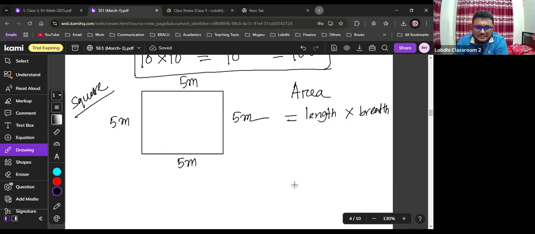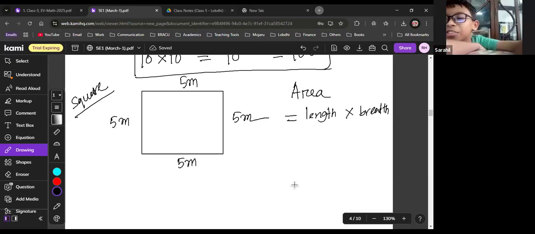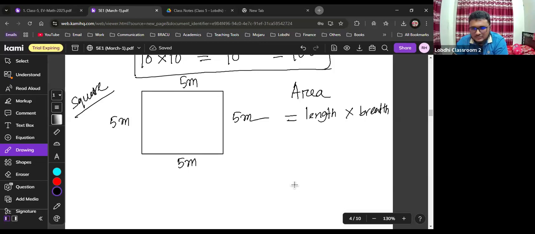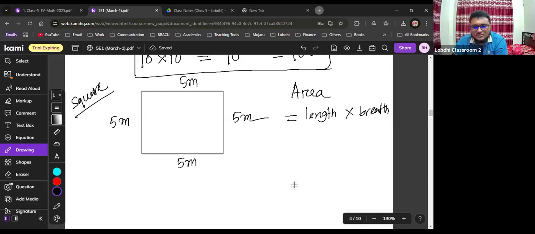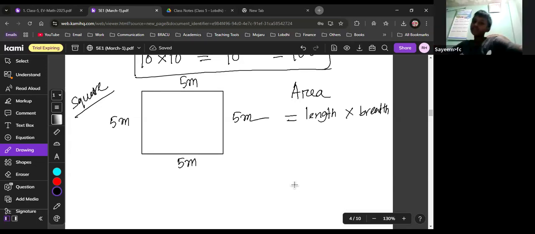So if I tell what is the length of this square, what will it be? Anyone? 5. Very good. Length is 5. What is the breadth? 4. No. Why 4? 5. Because the square has all 4 equal sides. There is no discrimination in case of square. So in this case, length will be 5, breadth will be also 5. Okay, very good.